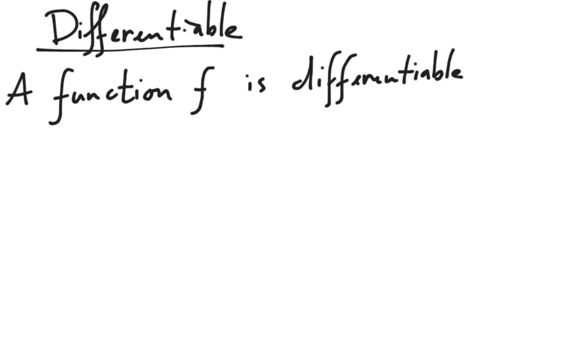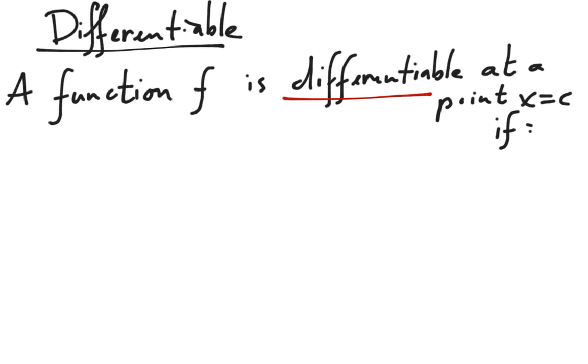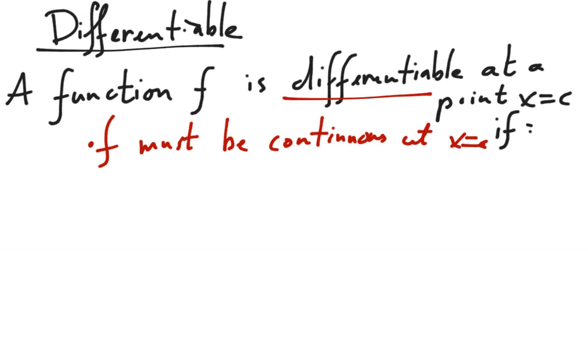Let's go ahead and start with our definition for differentiable. A function f is differentiable at a point x equals c if... And now we have a few things to talk about. First of all, if f is differentiable, f must be continuous. So f must be continuous at x equals c.